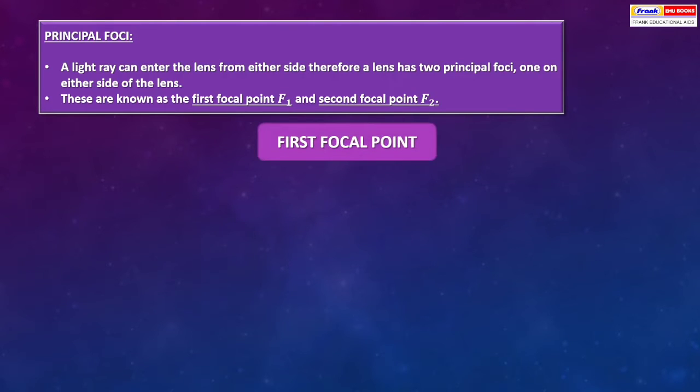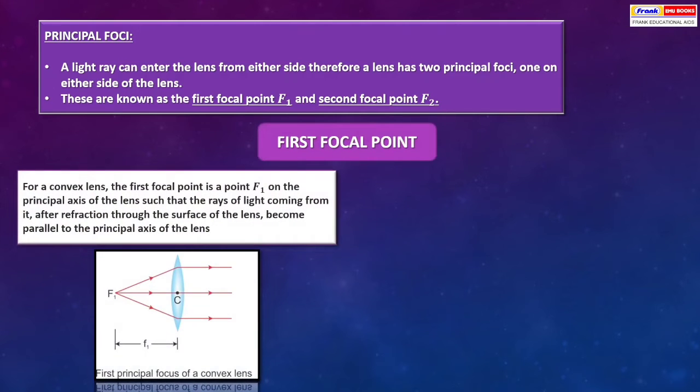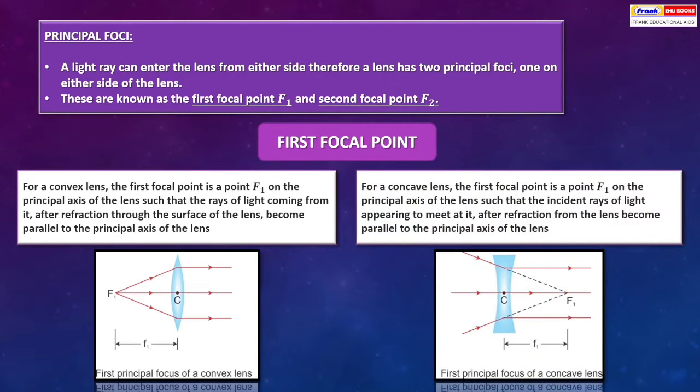First focal point. For a convex lens, the first focal point is a point F1 on the principal axis of the lens such that the rays of light coming from it, after refraction through the surface of the lens, become parallel to the principal axis of the lens. For a concave lens, the first focal point is a point F1 on the principal axis of the lens such that the incident rays of light appearing to meet at it, after refraction from the lens, become parallel to the principal axis of the lens.